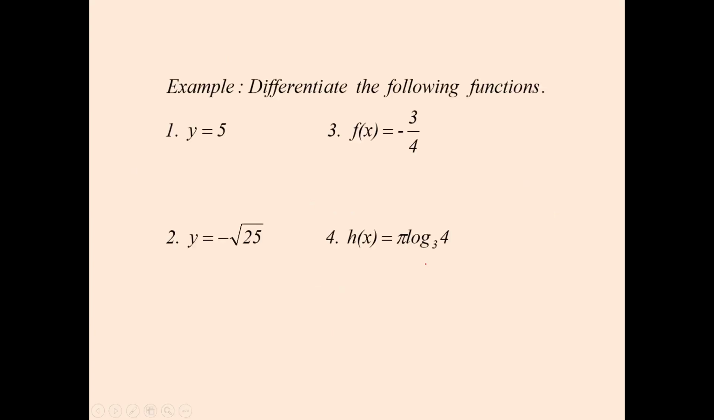So, for example, we have this. Y is equal to 5. So, we have dy over dx is equal to, since it is a constant function, the derivative of that is 0. Number 2, we have negative square root of 5. So wala tayong variable dyan. So the derivative of y with respect to x will be equal to 0 also.